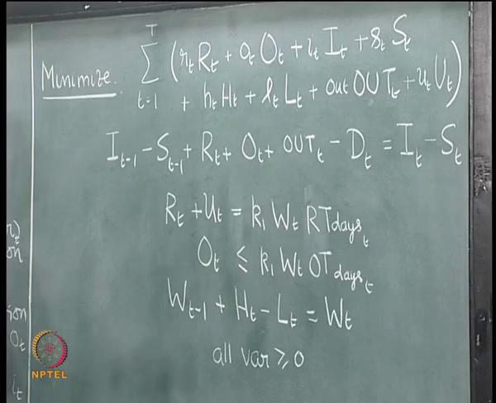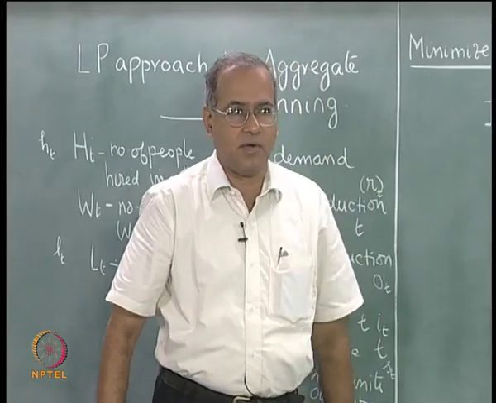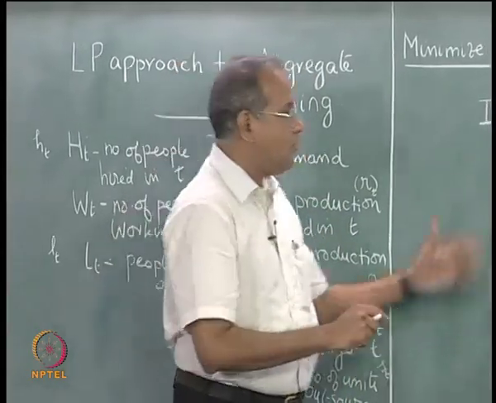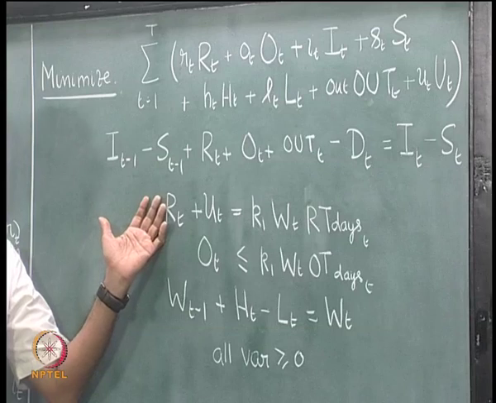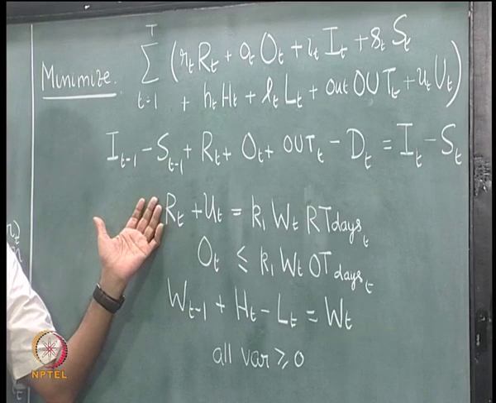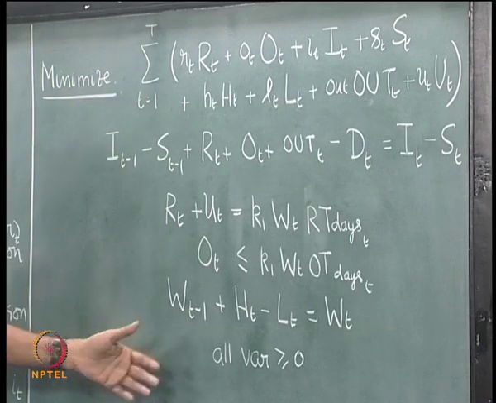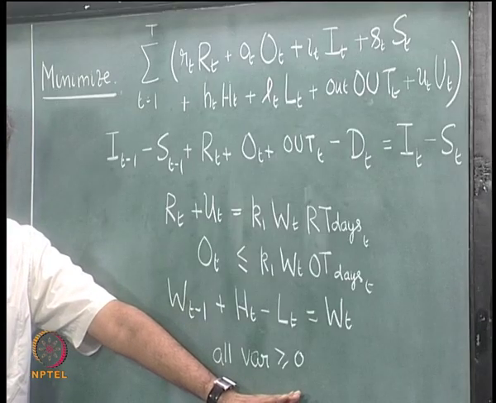Now, let us go back to that spreadsheet and see what the optimal solution is for that particular example when we solve it using this linear programming formulation. It is a linear formulation because all variables are greater than or equal to 0.